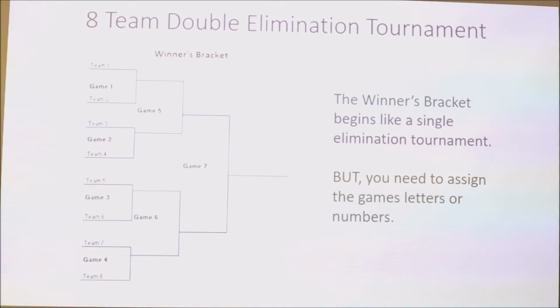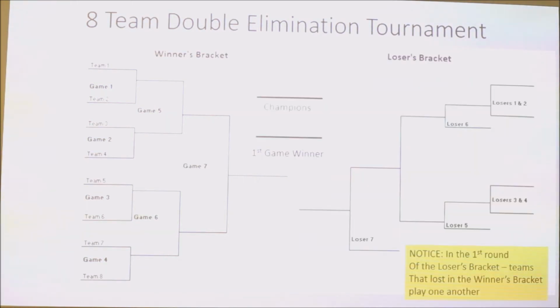But what about double elimination? Let's look at an 8-team double elimination tournament. You would begin just like you would with a winner's bracket on one side, but you're going to need to not only assign the teams, but also the game numbers. So here would be the loser's bracket.